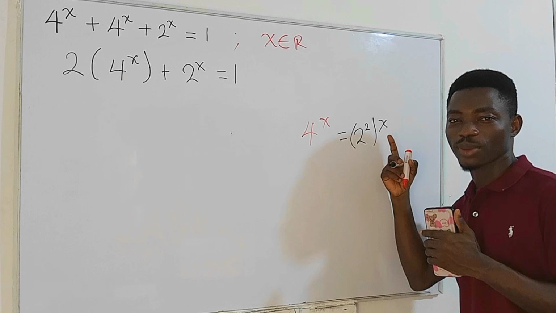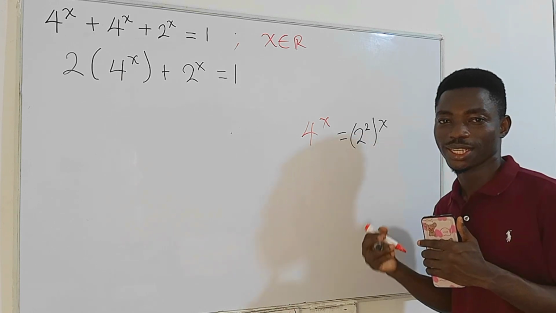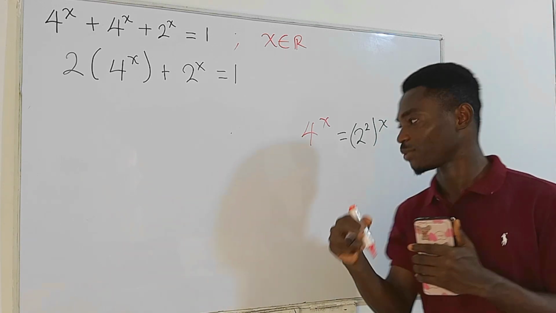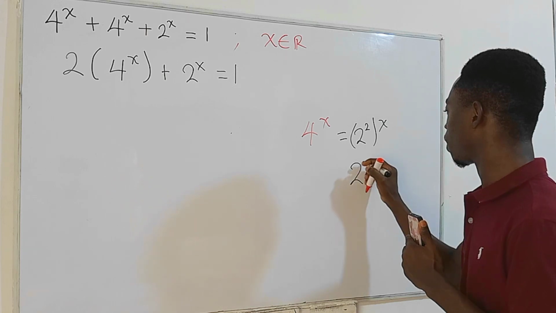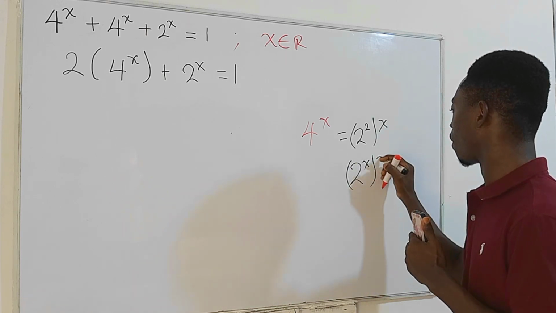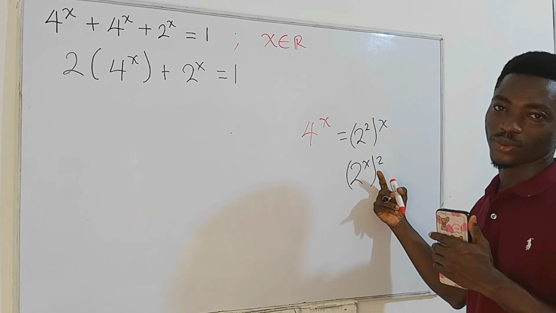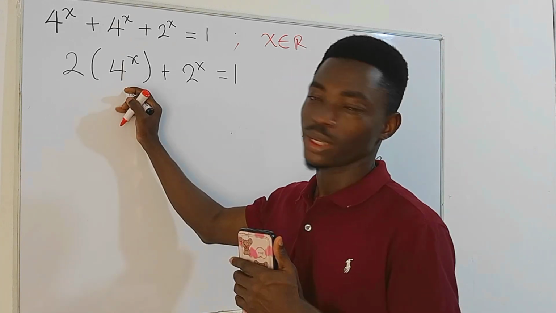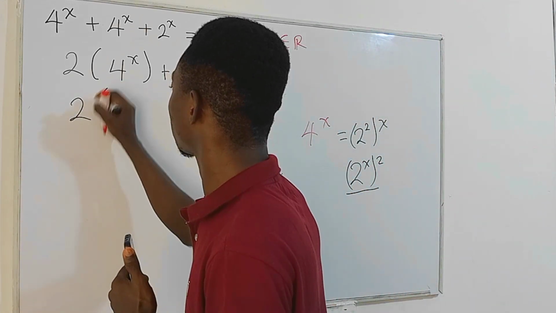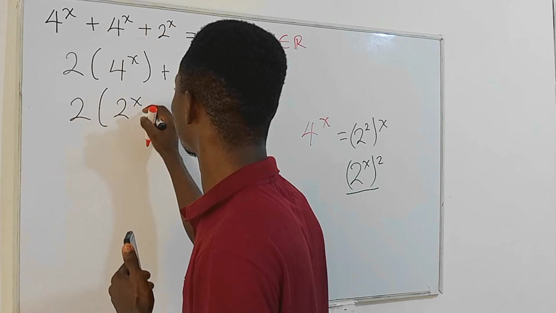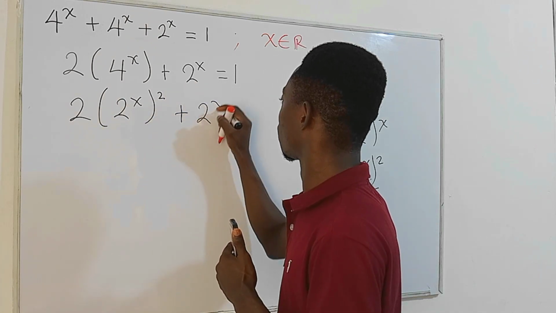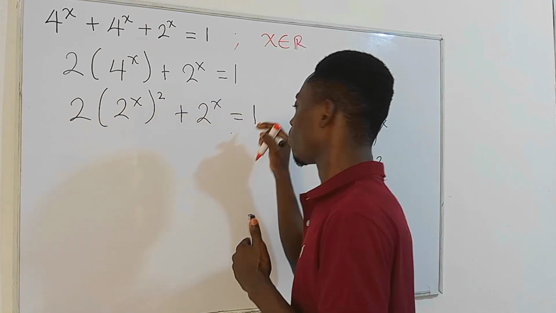The fact that we can multiply them means that we can also switch their positions simply because multiplication is commutative. So I can write this as 2 to the power x, then all to the power 2. The same thing, right? So I'm going to replace this with this right here. So we're going to have 2 times 2 to the power x, then to the power 2, then again plus 2 to the power x is equal to 1.